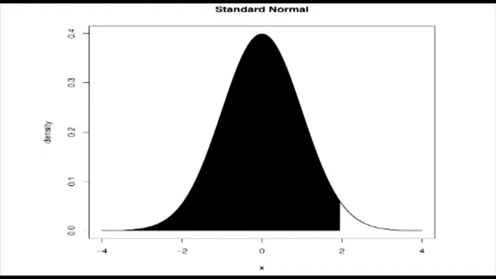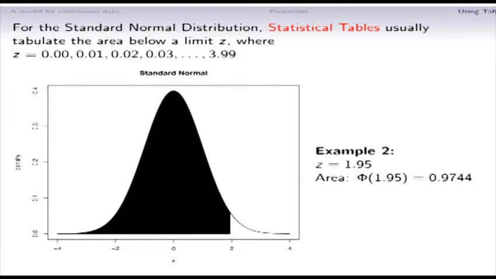Here's another example. In this case, we've picked a value 1.95, which again will be within our standard tabled values, so it comes within this range. And now we have an area up to 1.95 of 0.9744. And it's worth noting what's in the unshaded area. Remember the total curve is 1. The shaded area, 0.9744, means the unshaded area is 1 minus 0.9744, so 0.0256. So roughly 2.5% is in that end tail.